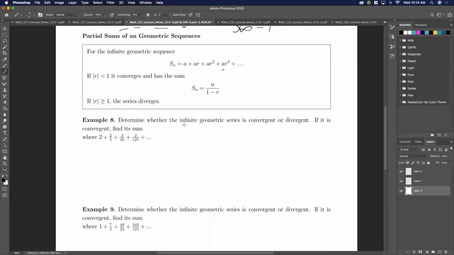So here's what the homework looks like. This is what the exam question will look like. Determine whether the infinite series is convergent or divergent, and then find its sum. All right, so let's crunch through this.